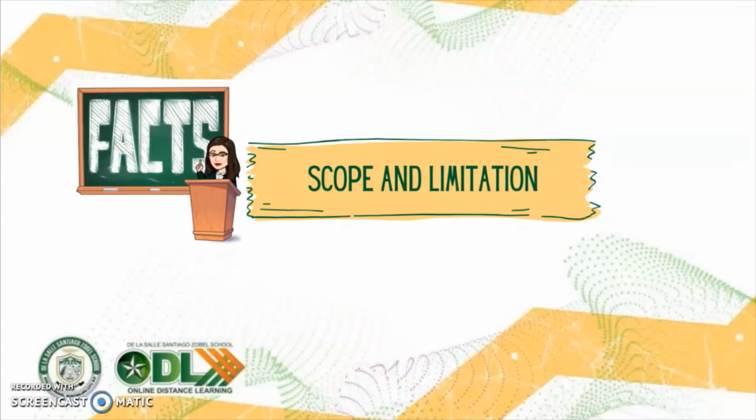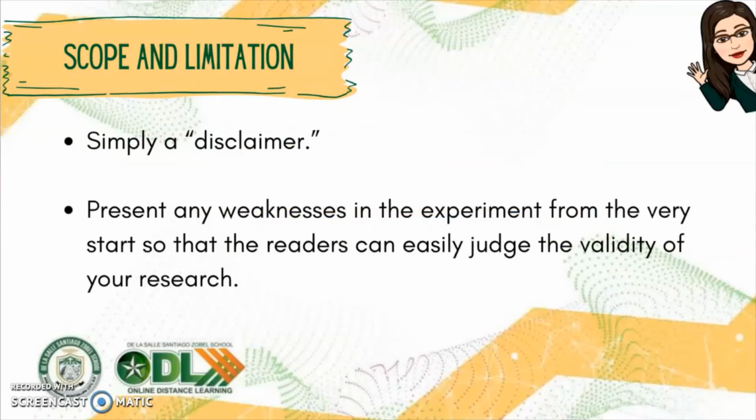Another part of chapter 1 is the scope and limitation. Now, the scope and limitation is simply a disclaimer, okay? You should present any weaknesses in the experiment from the very start so that the readers can easily judge the validity of your research. Now, this part is not a place where you tell your readers that due to financial limitations, the researchers were not able to conduct this and that. Okay, please just stop doing that, okay?